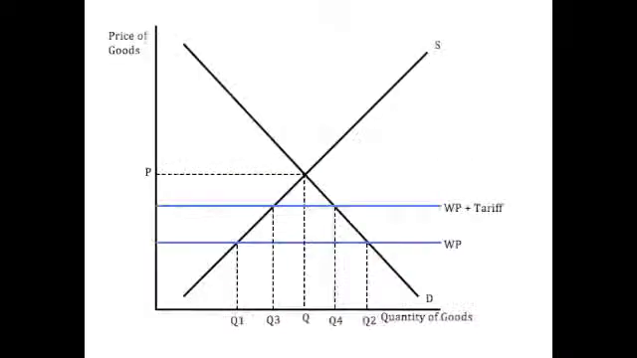As a result of a tariff, the world price will go up from WP to WP plus tariff. This will decrease the amount of imports from Q1, Q2 to Q3, Q4.